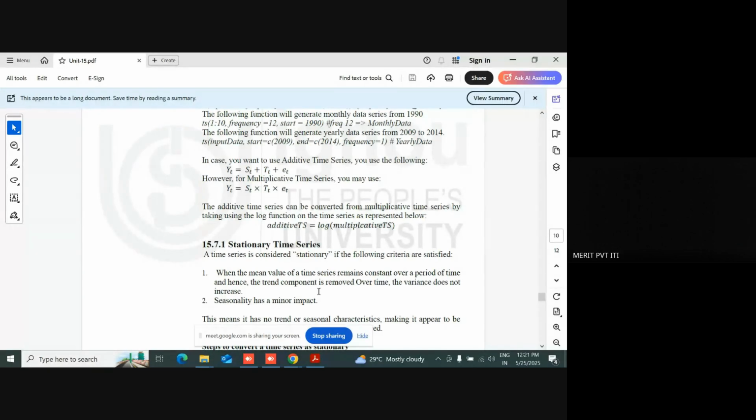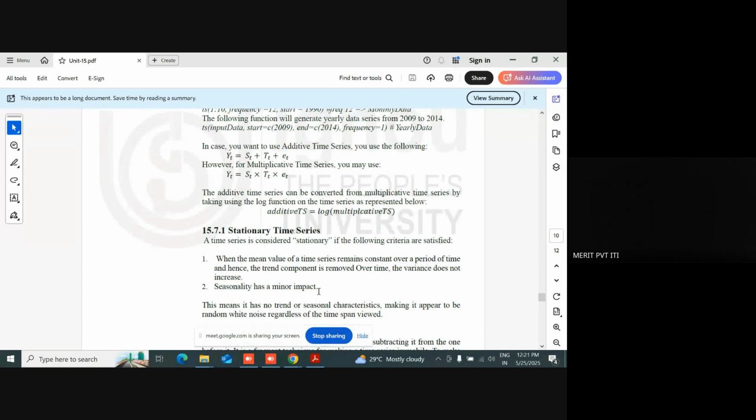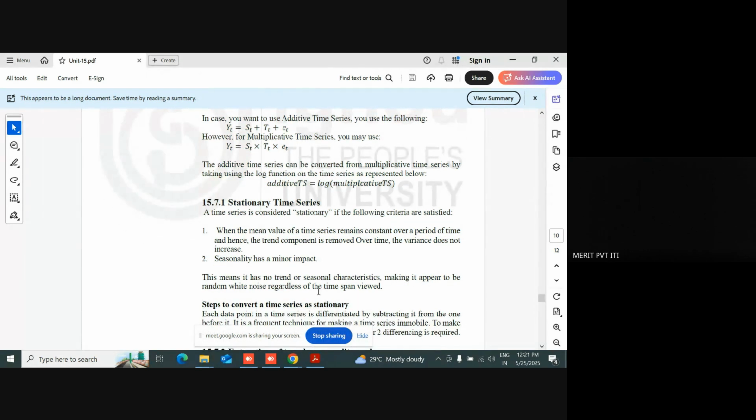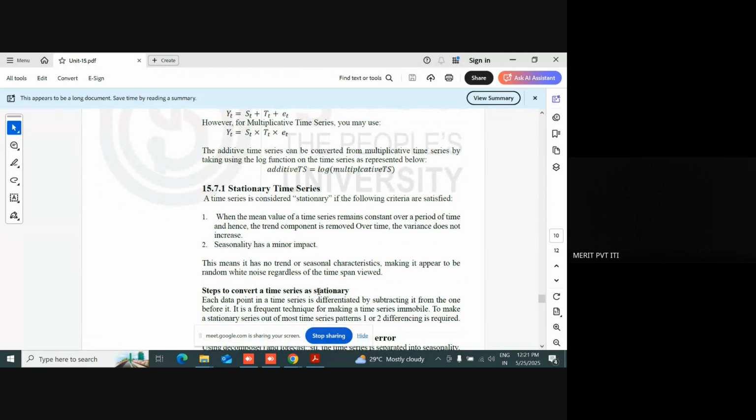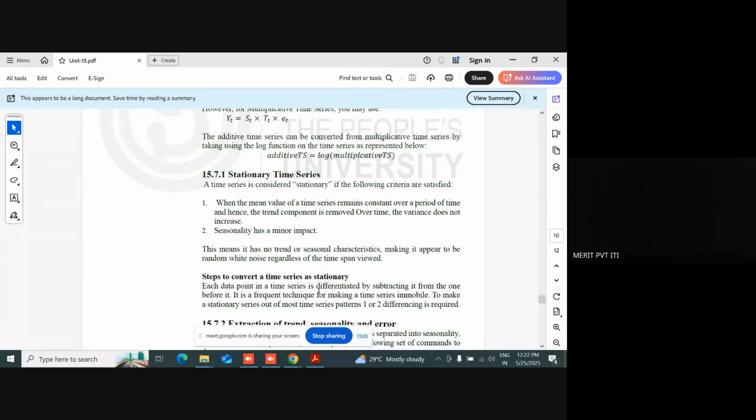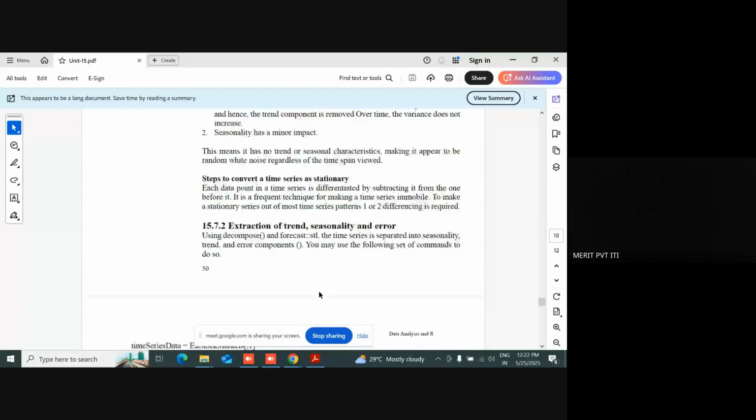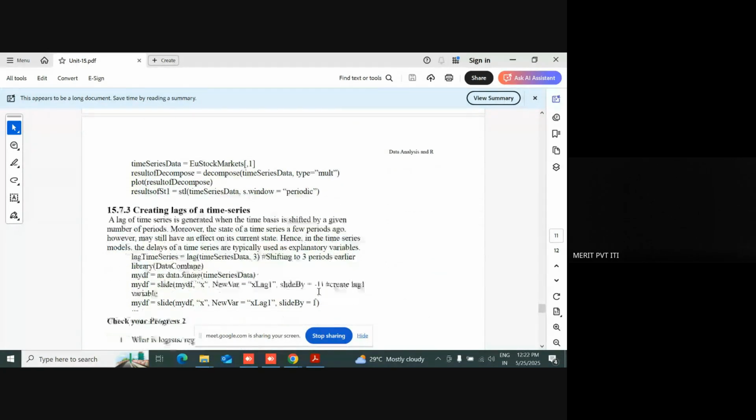A stationary time series is one where the mean value of the time series remains constant over a period of time. Seasonality has a minor impact. Like we say, monsoon has arrived 7 days earlier. So that means it is 7 days different from the stationary time series. So that's what we say. This means that there is no trend. Seasonal characteristics make it appear to be random white noise regardless of time span viewed and all that. Steps to convert a time series to stationary: trend, seasonality and all that. So that's what it is. Keeping log of time series.